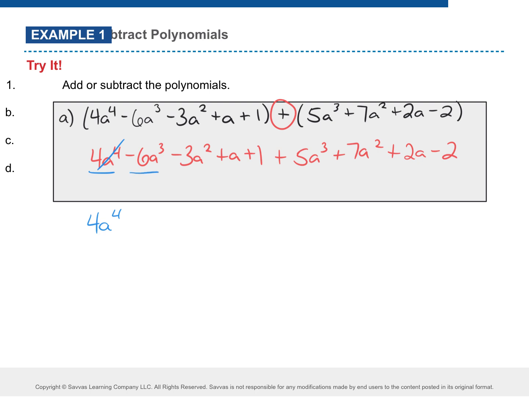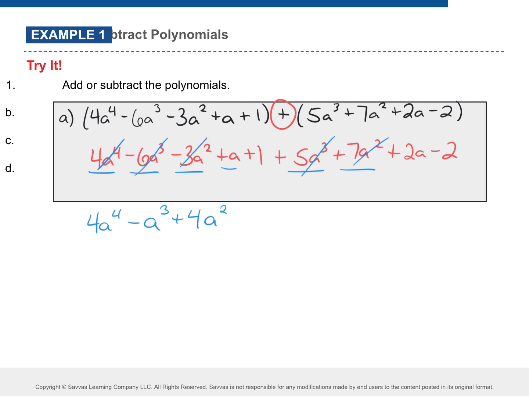What's my next highest degree? Negative a to the third. Is there another one? Yep. Negative 6a to the third plus 5a to the third is negative a to the third. Cross out. What's my next highest? Negative 3a squared and 7a squared. Negative 3a squared plus 7a squared. Watch out for negatives. Yep, positive 4a squared.